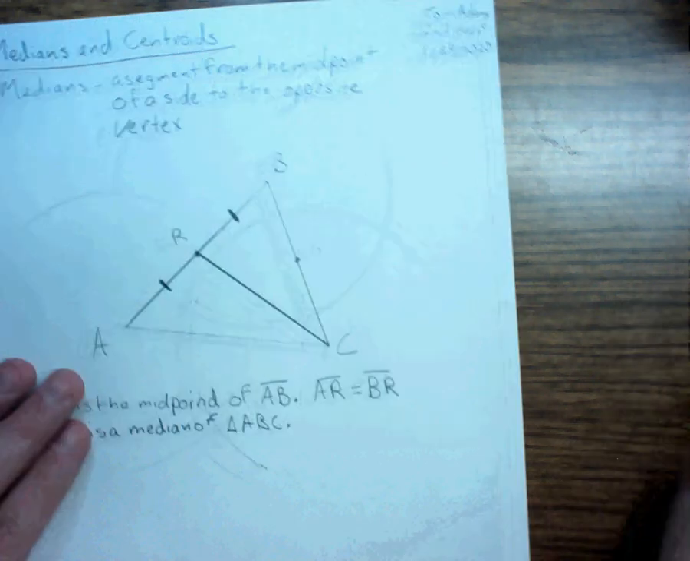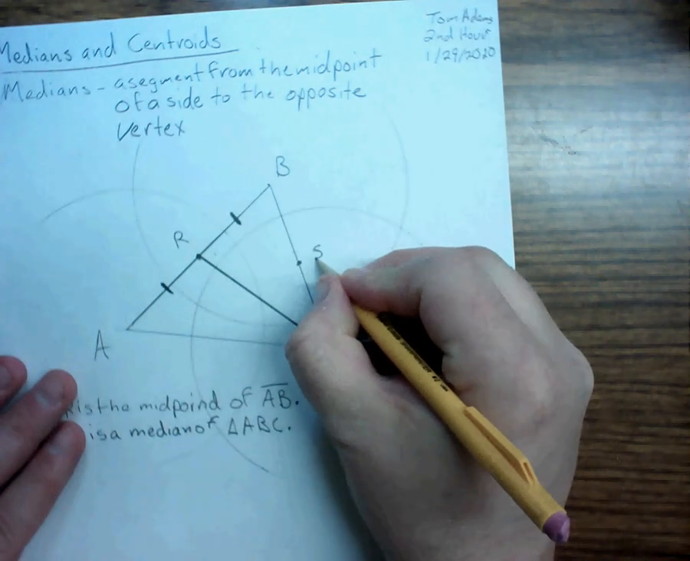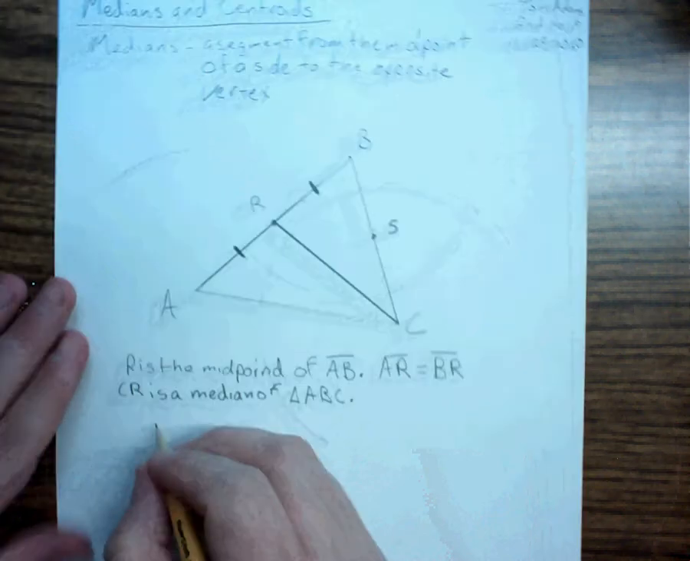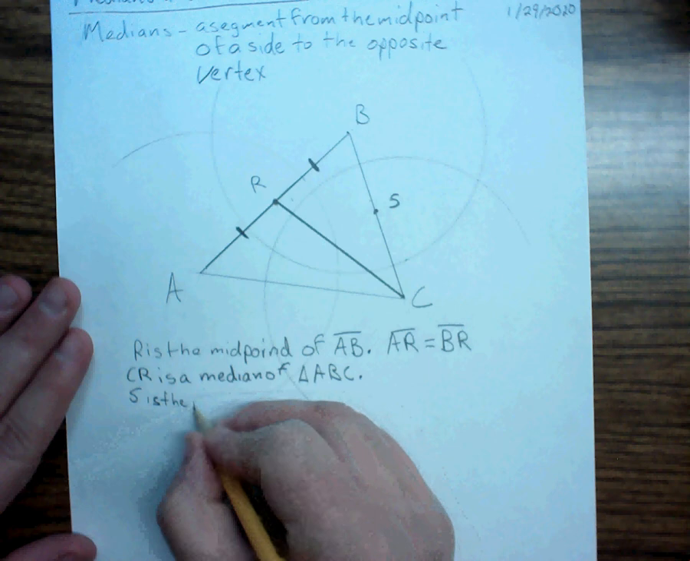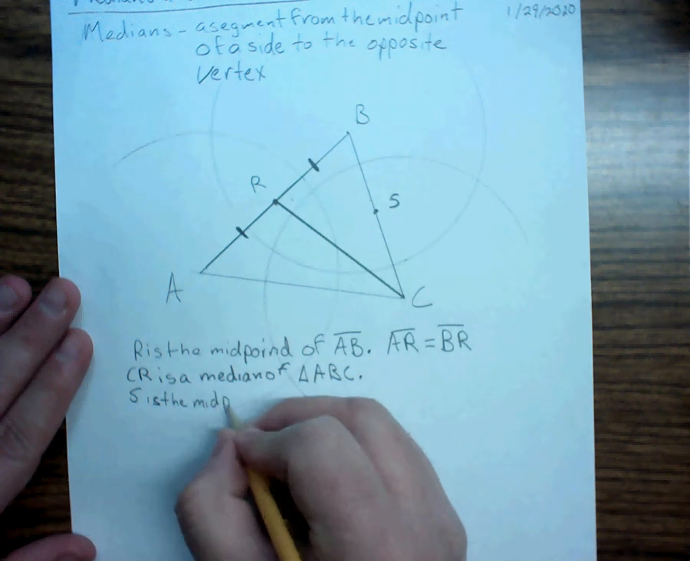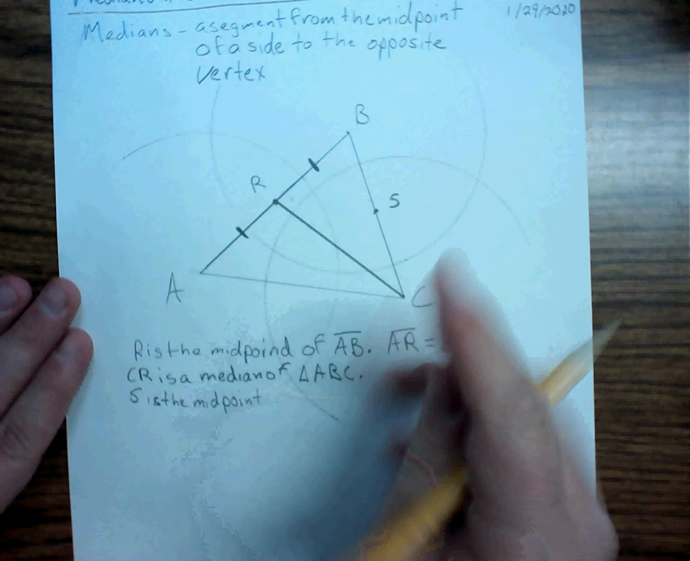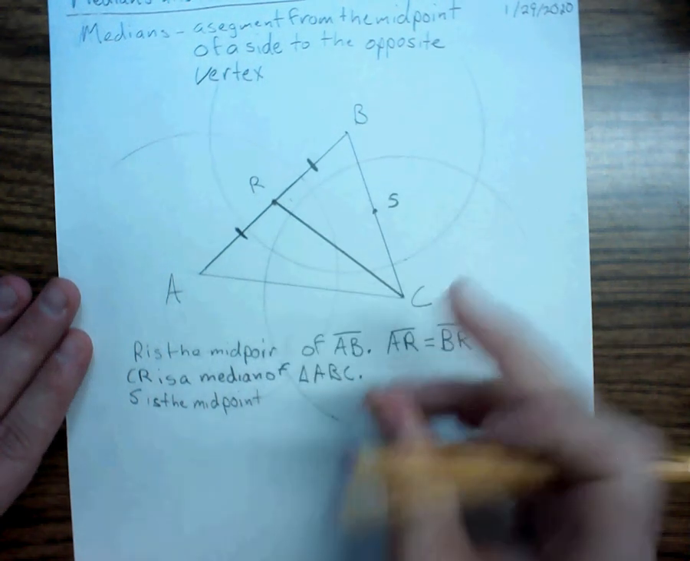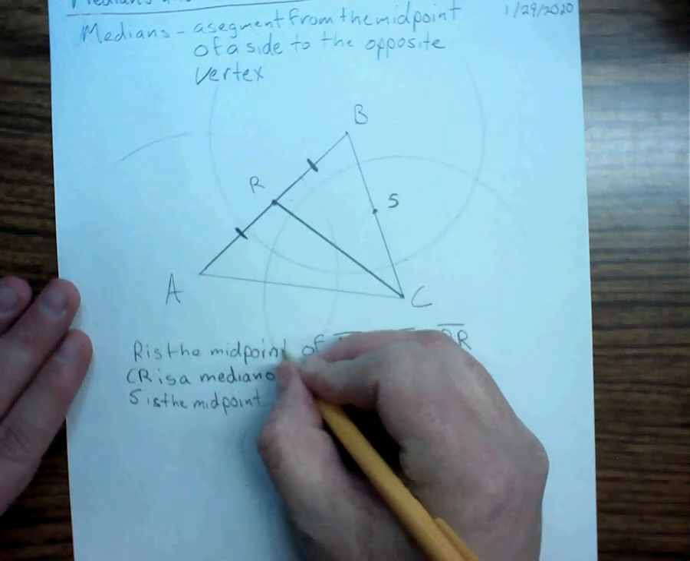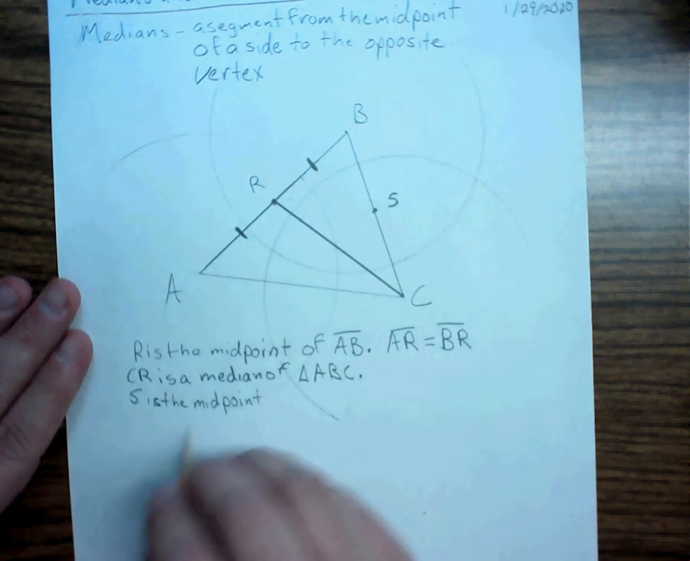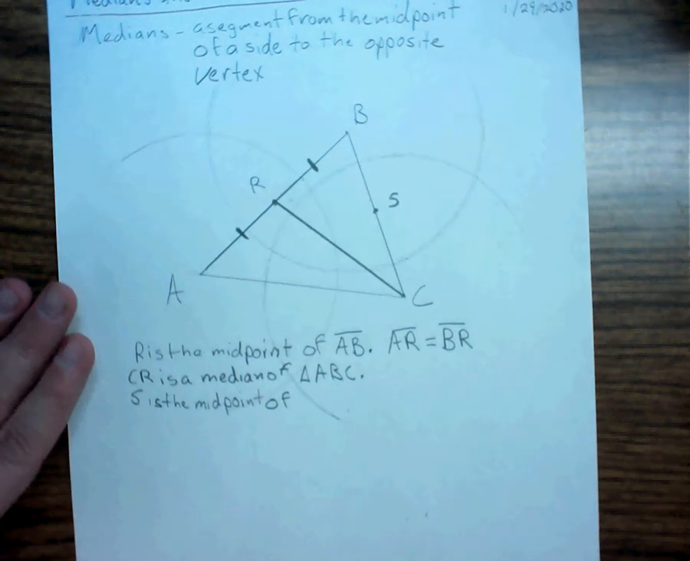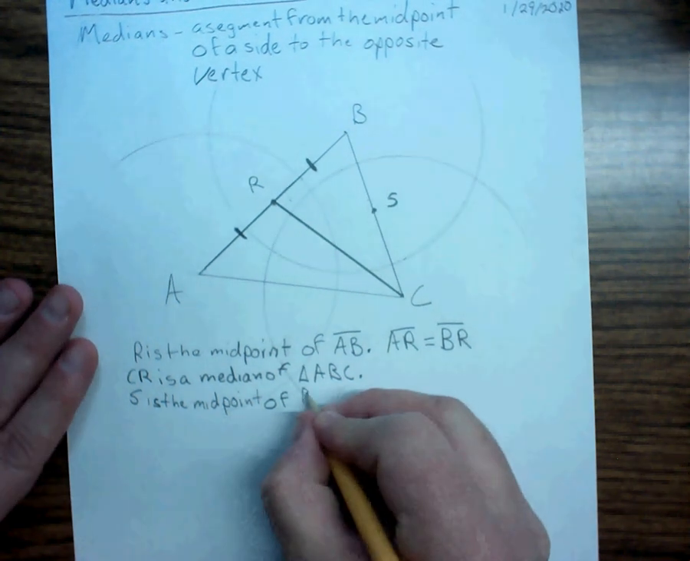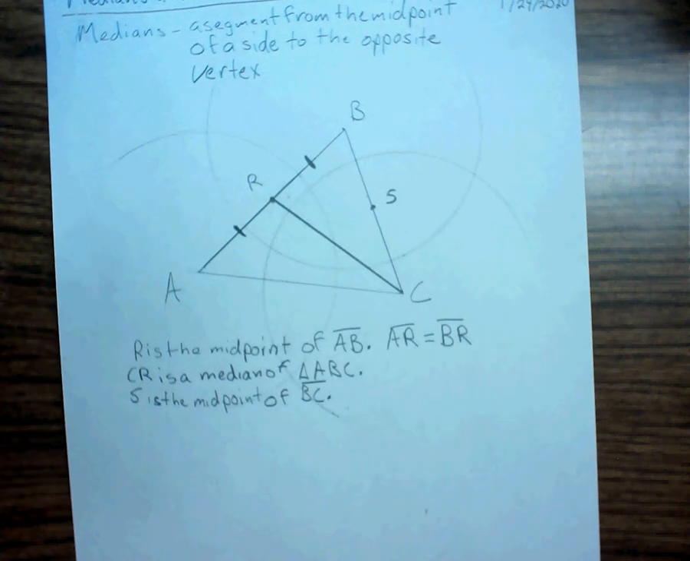What is S? S is the midpoint. I misspelled the word point. I don't know why I keep doing that. I did that first hour. Midpoint. I think it's because of the mid part. The midpoint of which line segment? BC. Very good. So what do I know about that? If that's the midpoint of BC, then what can I write next?